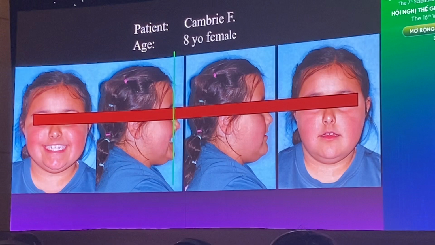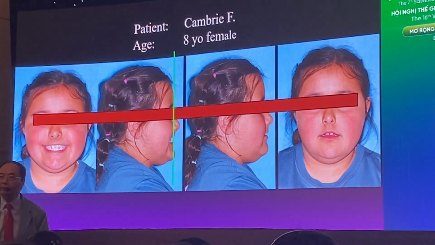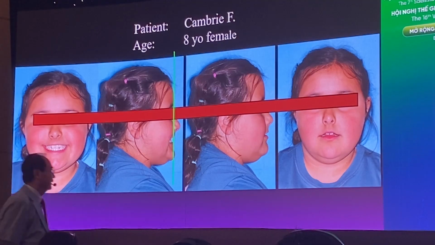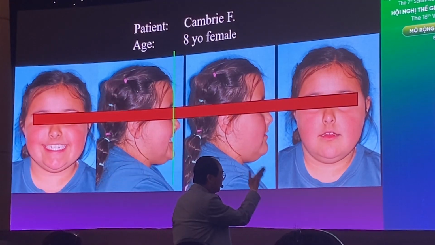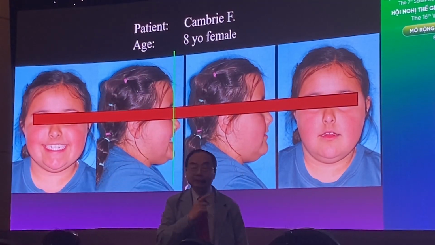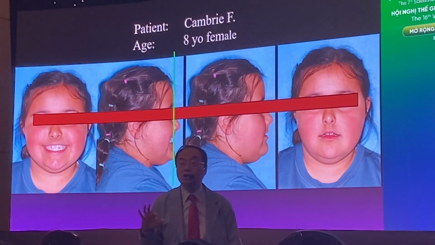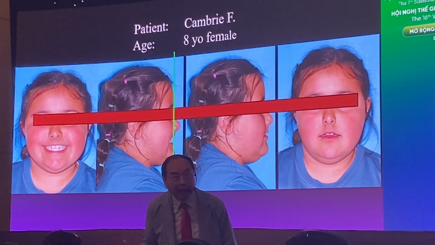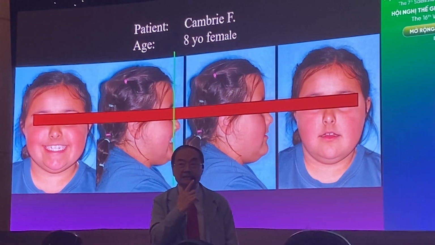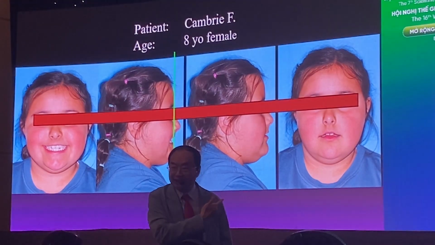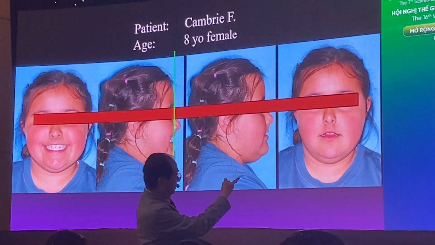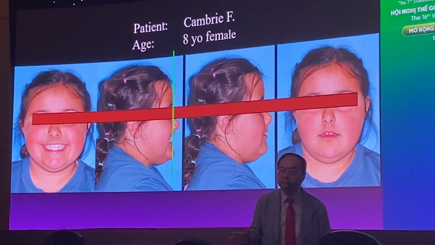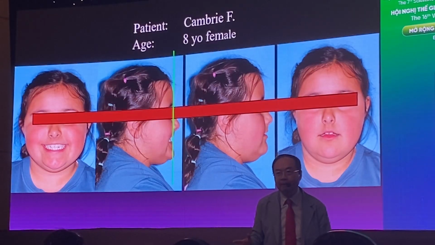So here is Cambry, all right? 8 years old, 7, 11, all right? So now, by the way, the green line is Dr. Larry Andrews' aesthetic line, all right? If the upper incisors did not touch that green line, look at this. The upper incisors is way behind that line. So what does that mean?